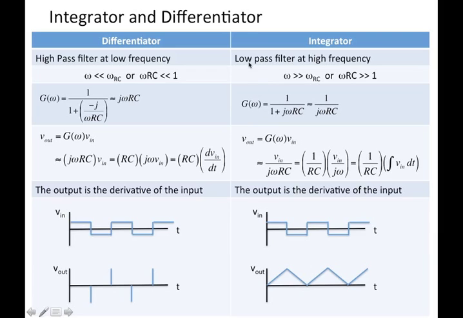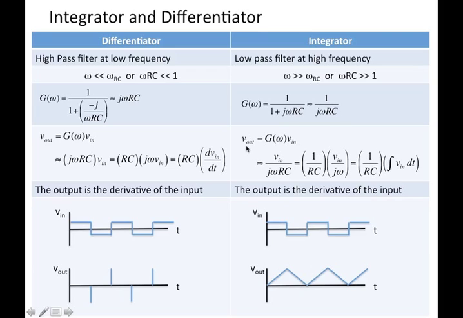You can do the same thing to find an integrator, only this time it's going to be a low pass filter at high frequency. Again, this is when your output signal is going to be very small, and this occurs when omega RC is much, much bigger than 1. And in that case, the gain will approximate to be 1 over j omega RC.